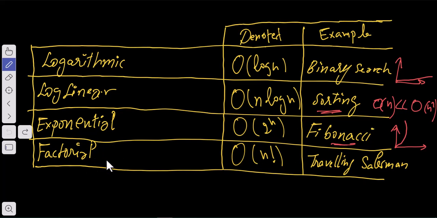And finally we have the factorial complexity, which is denoted by O of factorial of n. And we can find this type of complexity in algorithms or problems that involves a lot of calculations of permutation and combination. One example of that would be the traveling salesman problem.